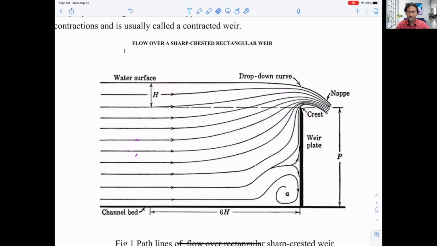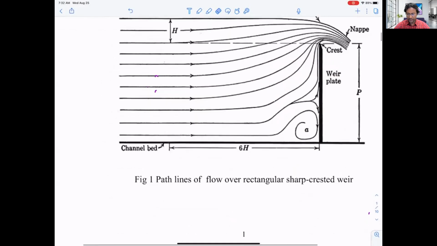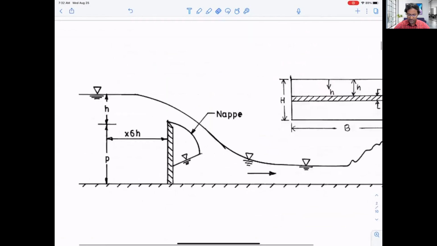So these are the assumptions. The pressure should be hydrostatic and the surface should be horizontal. The effect of viscosity and surface tension should be neglected, and the upstream approach velocity is also neglected. Then let me quickly derive the equation here.